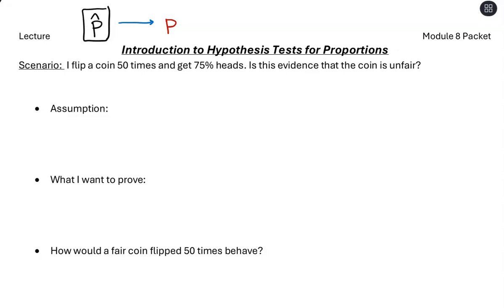So some information we're giving here, we have some sample data. So we have a sample size. We have a sample proportion. And then we want to find, is this evidence? That's something we'll be looking for here, because what we're running is a test. And with these tests, we want to find evidence. And we want to see if it's evidence that the coin is unfair.